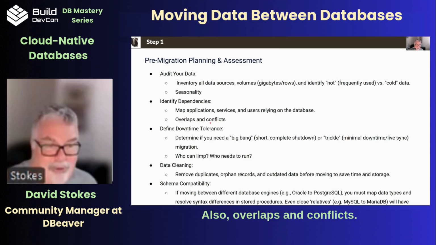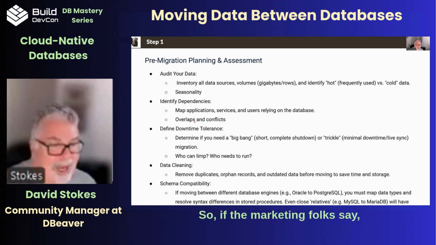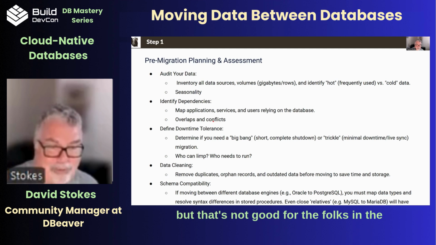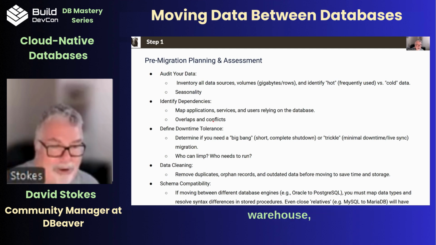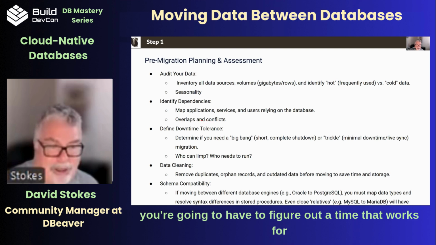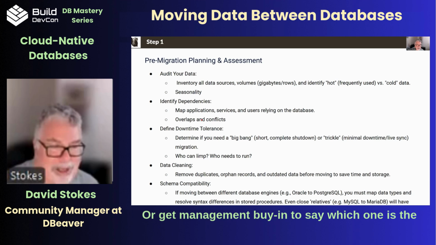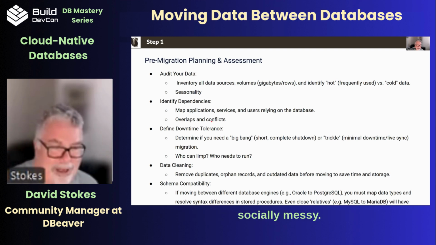Also, overlaps and conflicts. So if the marketing folks say, hey, do this in the first week of March is fine, but that's not good for the folks in the warehouse, you're going to have to figure out a time that works for both of them, or get management buy-in to say which one is the priority. This is politically messy and socially messy, but you have to identify them.